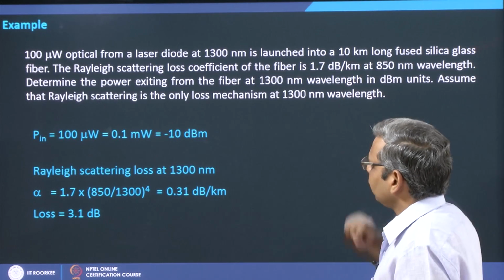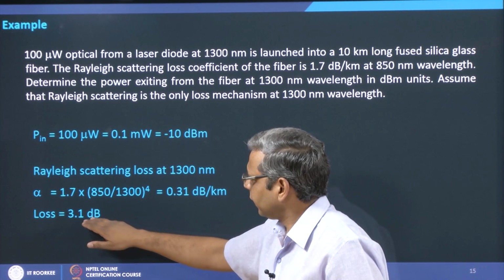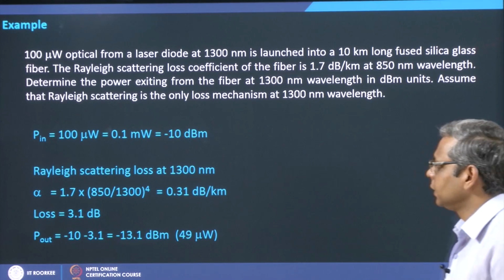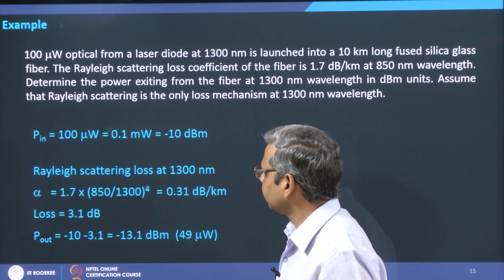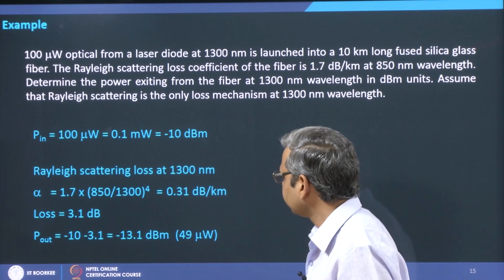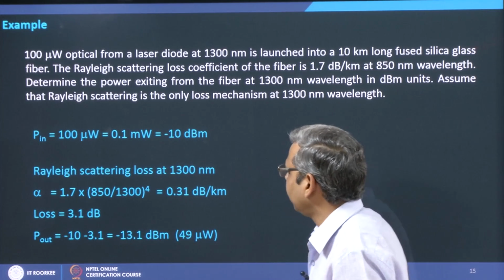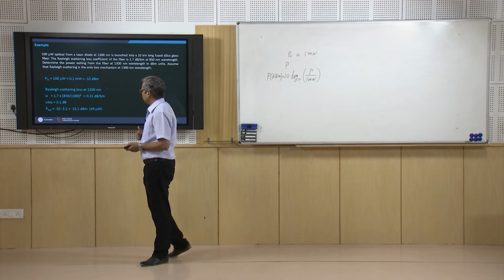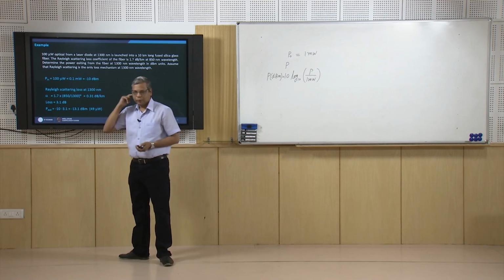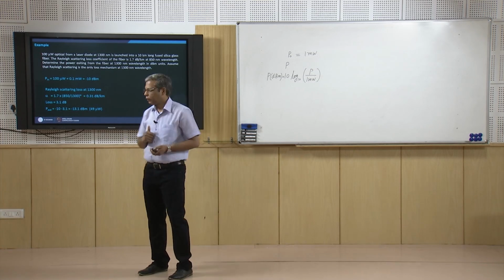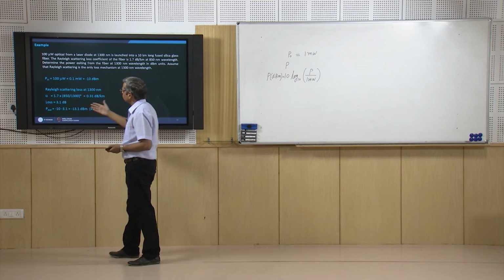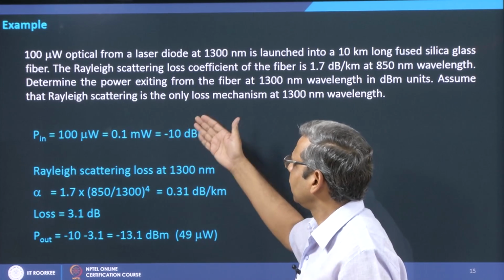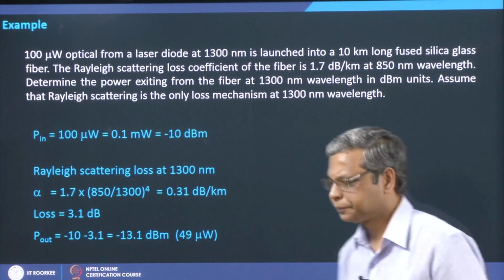Since it is a 10 kilometer long fiber, the total Rayleigh scattering loss would be 3.1 dB, and P out would be simply minus 10 dBm minus 3.1, which is minus 13.1 dBm. If you convert it into linear units, it will come out to be about 50 microwatt, and it is obvious, since the loss is 3 dB, that the power that will come out would be 50% of the input power.